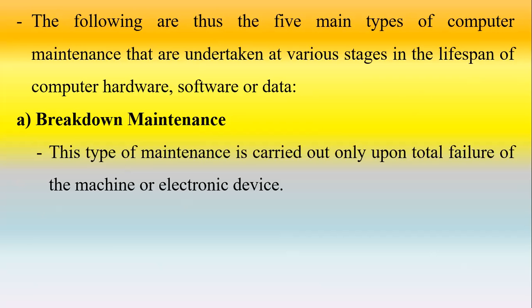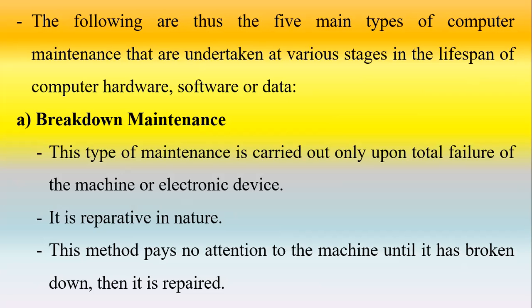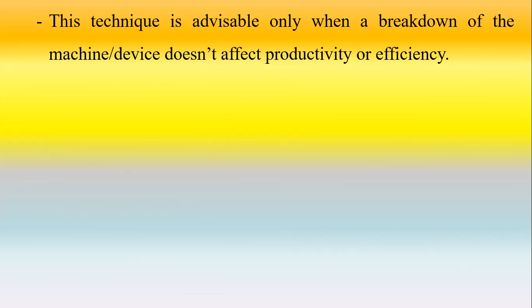This type of maintenance is carried out only upon total failure of the machine or electronic device. It is reparative in nature. This method pays no attention to the machine until it has broken down and then it is repaired. This technique is advisable only when a breakdown of the machine or device doesn't affect the productivity or efficiency of the system.